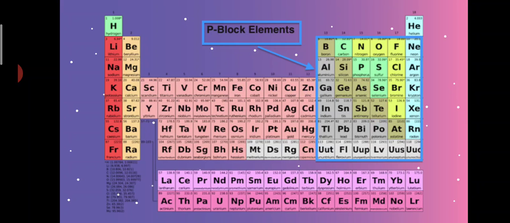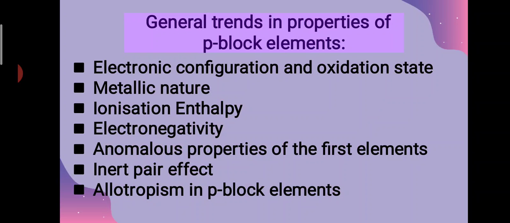Except this, all the other blocks have only metals, but the p block alone has metals, metalloids and non-metals. So that is the speciality of the p block elements. We started with the general trends in the properties of p block elements, like electronic configuration and oxidation state.